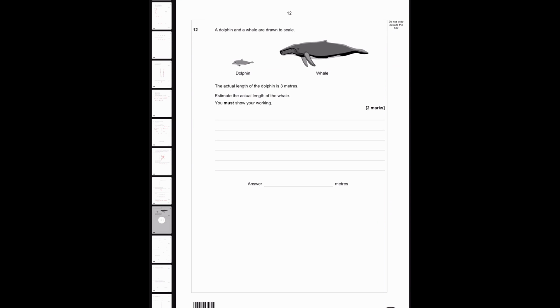Question 12 is a nice short question. A dolphin and a whale are drawn to scale. The actual length of the dolphin is 3 meters. Estimate the actual length of the whale.